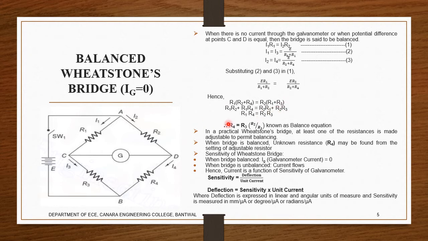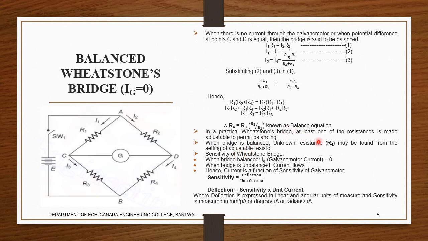Simplify it here. So R1 into R2 plus R1 into R4 is equal to R2 into R1 plus R2 into R3. R2 into R1 on both sides get cancelled. So R1 into R4 is equal to R2 into R3, which is the balance equation we get when Ig is equal to 0, when there is no current flow through the galvanometer. So R4 is equal to R3 into R2 divided by R1. R4 is the unknown resistance which has to be found. We call this the balance equation.